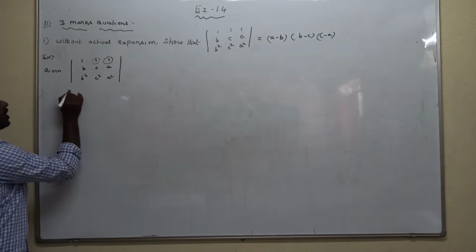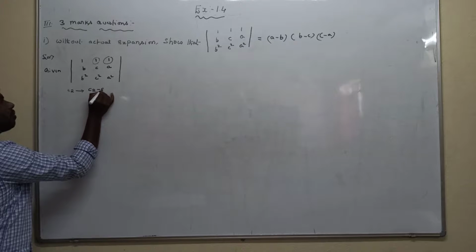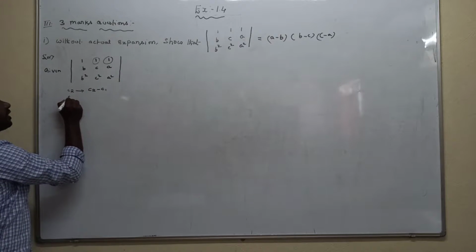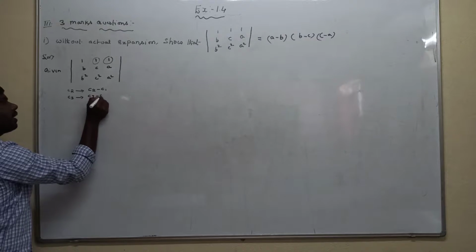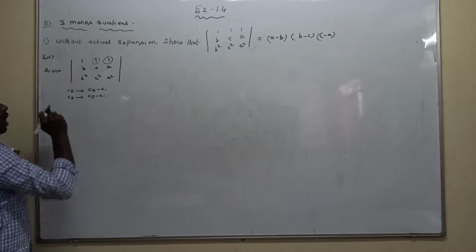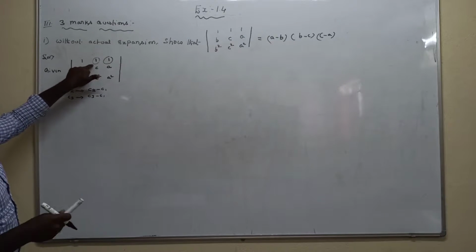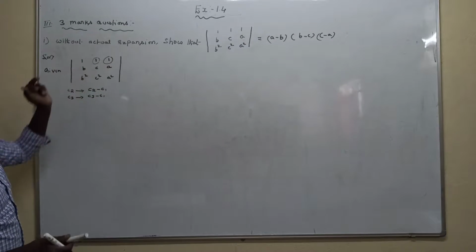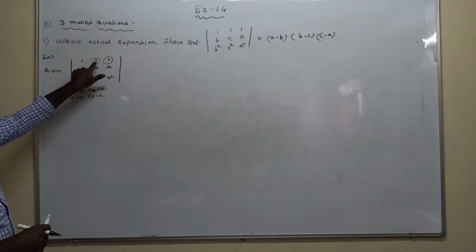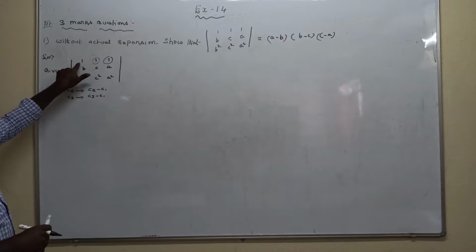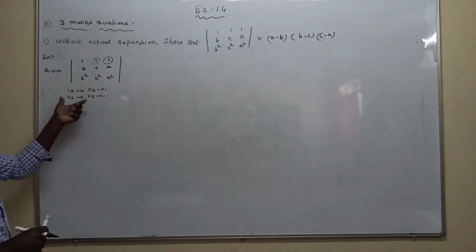C2 changes to C2 minus C1, and C3 changes to C3 minus C1. Don't take column 2 for the second change, because column 2 is also changing at the same time. So column 2 changes to column 2 minus column 1, and column 3 changes to column 3 minus column 1. We should apply this condition.